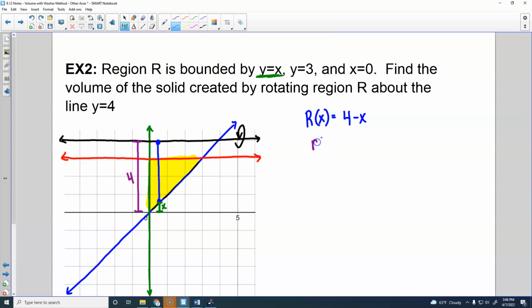And then for our inside radius, is just this piece right here. Is it constant? Yes, because it's the same here and here and here and everywhere. And its length is just 1.